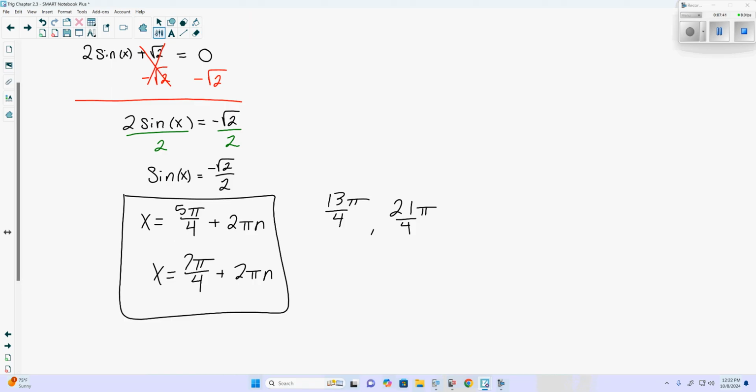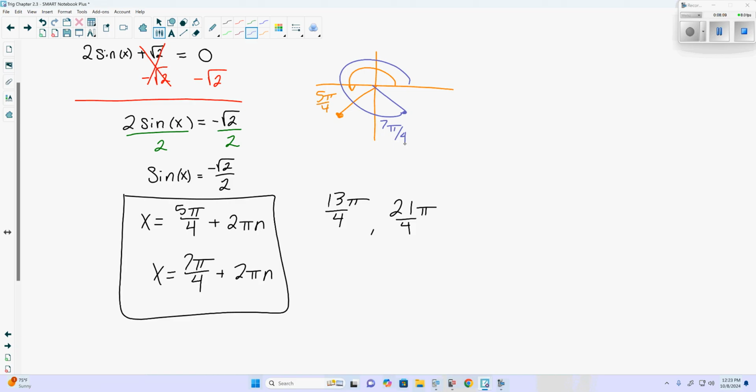Yes, they are different because 5 pi over 4, if we look at the unit circle, would be an angle down here at 5 pi over 4. 7 pi over 4 would be down here. So they're in the second, third, and fourth quadrants. That's why they're different.